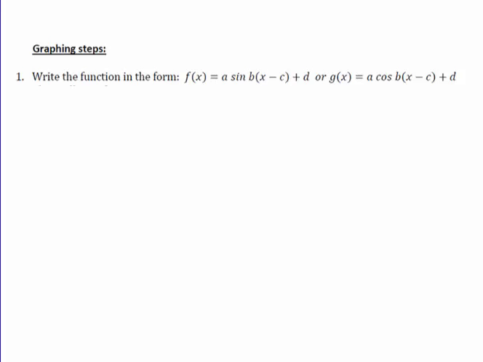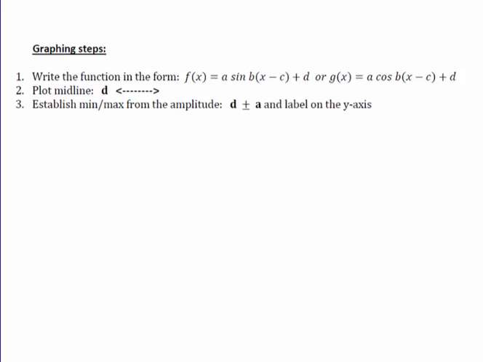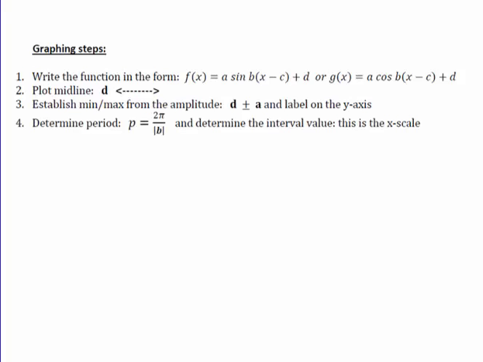And as I said before, the first thing we do is write the function in this form: A sine B, x minus C, plus D, or if it's cosine, the same idea. Once we have it in that form, to plot the graph, we'll use these steps. Start with the midline. Put on the graph the location of the midline. Once we have the midline, then we can determine from the amplitude the highest and lowest points of the graph, the maximum and the minimum, and we'll label that on the y-axis.